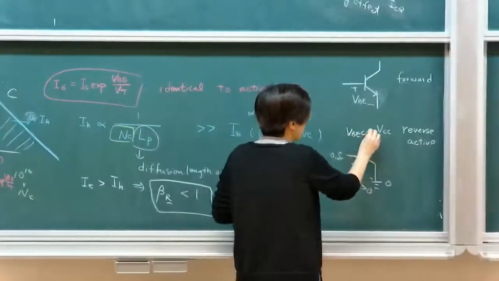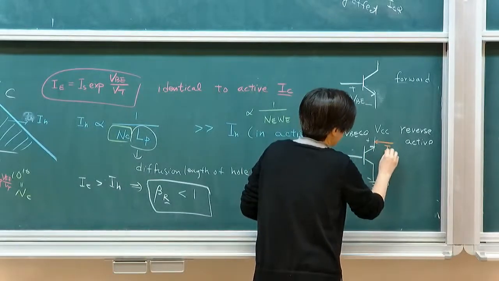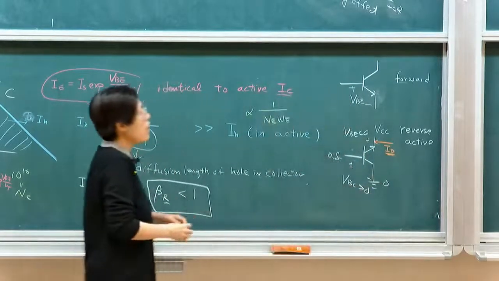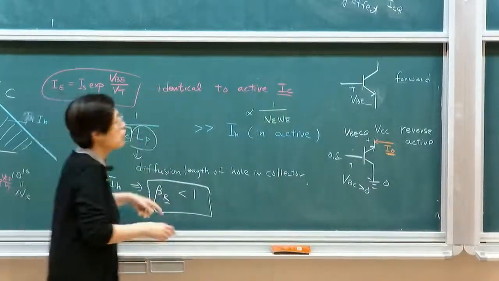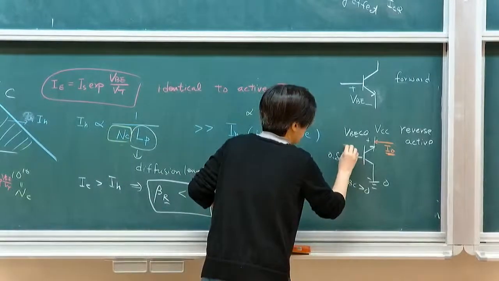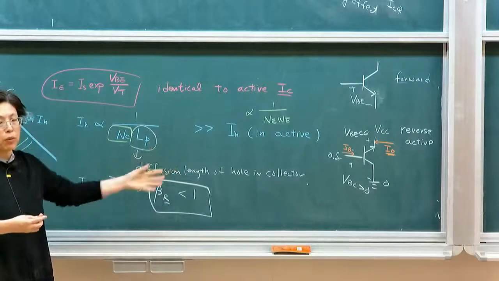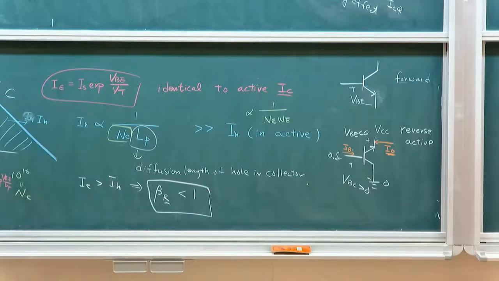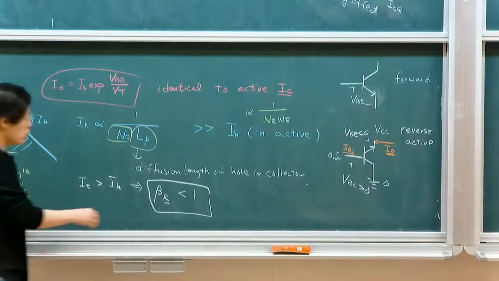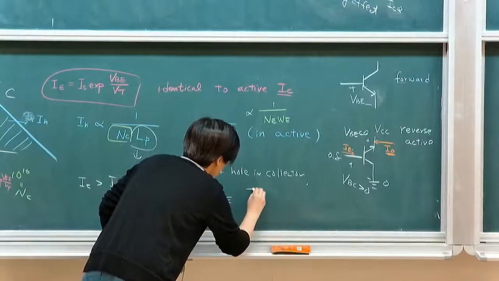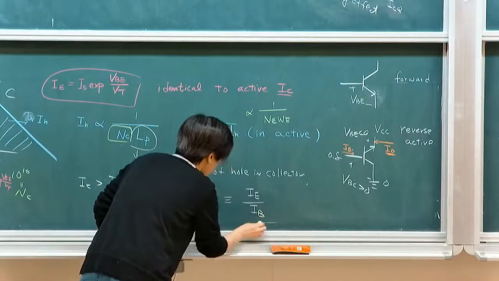So in reverse active, my output current is this, right? This is my output current IL. So whatever I put in, the IL is identical, but whatever I'm putting in, the IB is much, much larger than if I'm operating in active mode. So I'm paying too much input. Therefore, I will be getting a gain of less than one. This will be defined as IE over IB in reverse active.